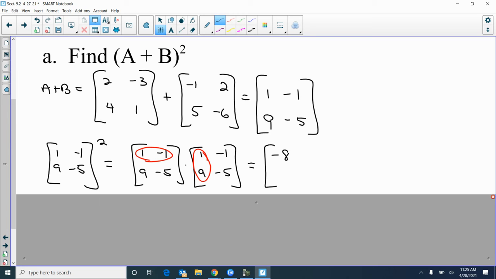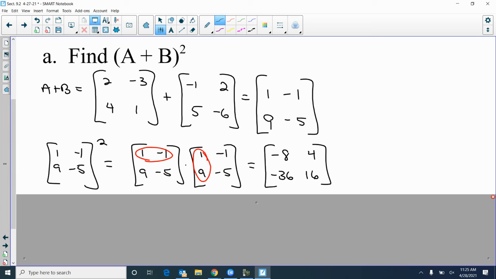Nathan, what you got? You got this? You know what you're doing? Yes. What you got? -8. Okay, and then 4 for that one to the right. And then bottom left is -36. Okay. And then 16 for the last. 16. I agree.